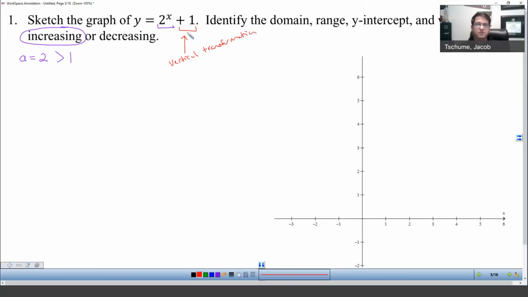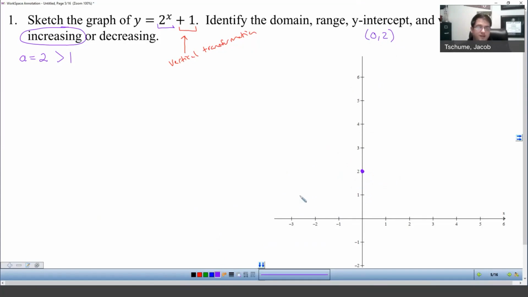So what it's going to do is it's going to take your normal exponential function that we just went over, and it's going to move everything up one spot. So that means your y-intercept, which is normally at (0, 1), is going to move up to the point (0, 2). So that kind of answers the y-intercept question.